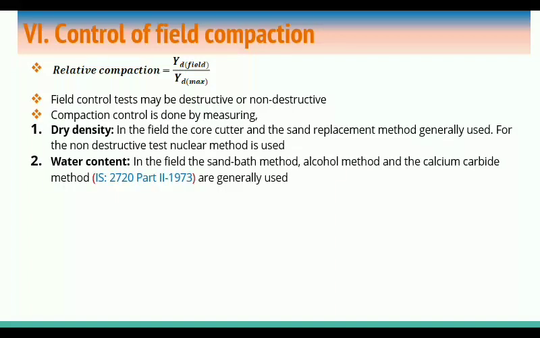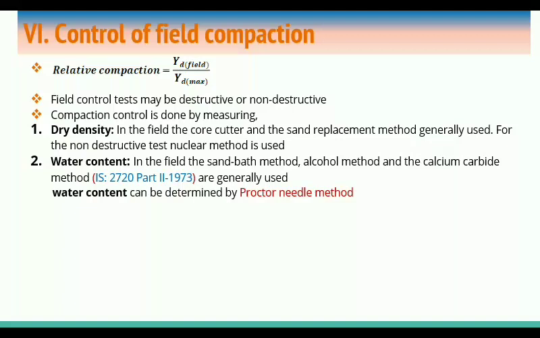To calculate the water content, we can use the oven dry method. But the oven dry method is sometimes not feasible because it takes a lot of time, about 24 hours to get the water content. So instead of the oven dry method, we can use the sand bath method, alcohol method, or calcium carbide method. For field purposes we can also use the Proctor needle method, also known as the plastic needle.